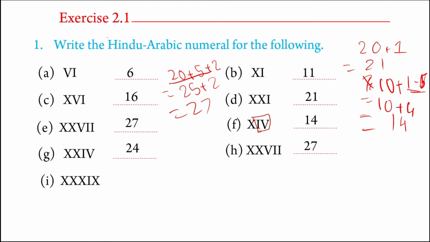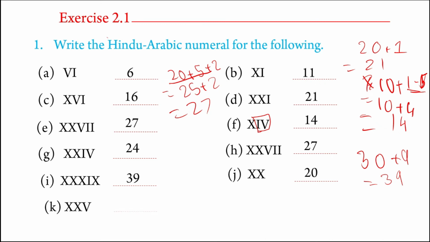XXXIX. Triple X means 30. IX means 9, because X is 10 but before it there is I. That means minus 1, so it will become 9, which gives 39. Next question is XX. XX means 20. XXV means double X is 20 plus 5 because V is 5, so that means 20 plus 5 is 25. Next is VIII. That means 8.